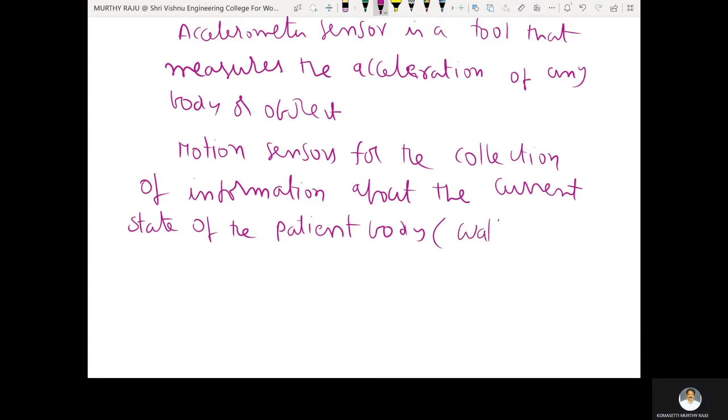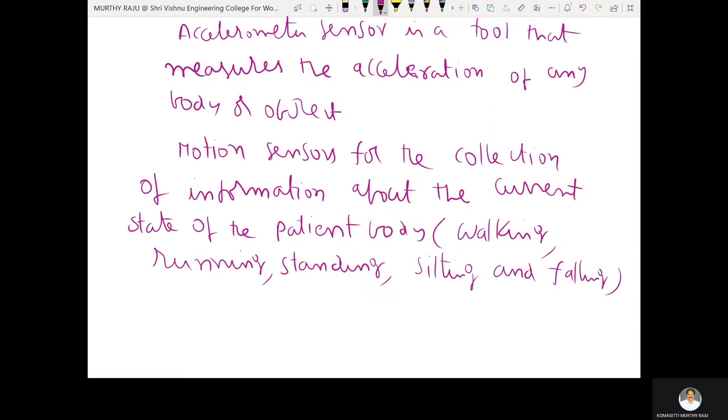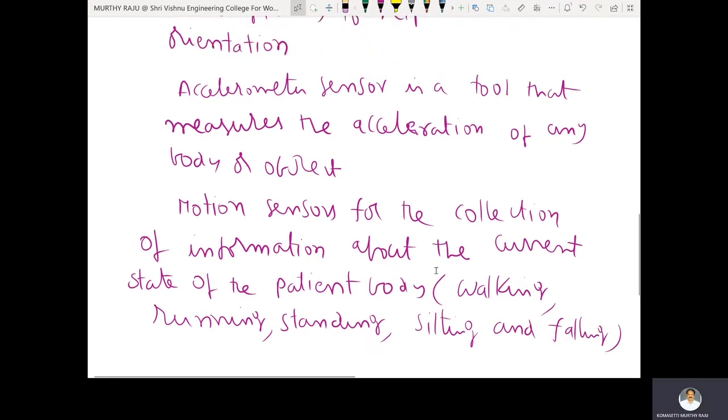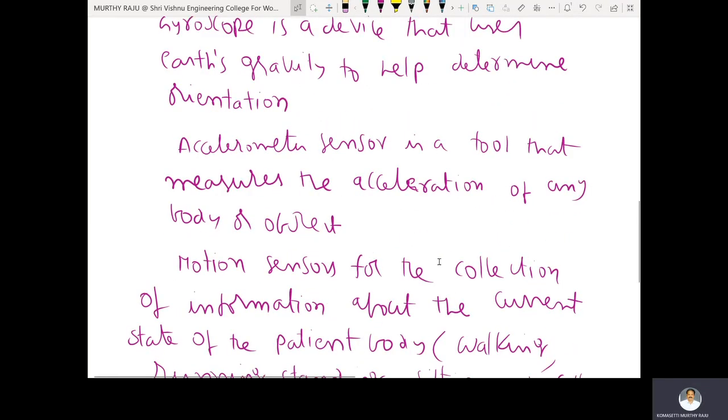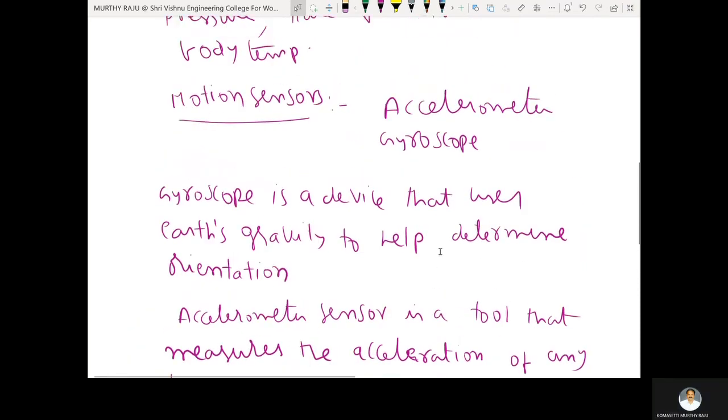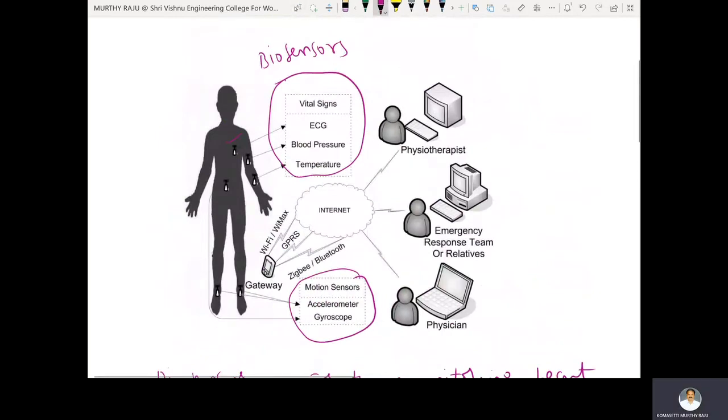That means walking, running, standing, sitting, and falling. The gyroscope is principally used to monitor these conditions of the patient: walking, running, standing, sitting, and falling. The accelerometer sensor is a tool that measures the acceleration of any object or body. These are the motion sensors. Biosensors are used to sense the patient's health conditions. Motion sensors are used to sense the state of the patient body.